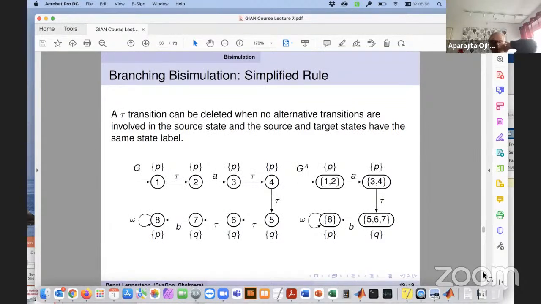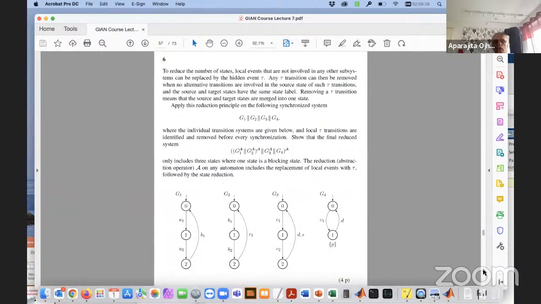Now, for my students, I told them that, okay, it's a bit hard to learn all these things I've told you. But if you learn only one thing, that you can join sequential states with the tau in between and the same state label. So a tau transition can be deleted when no alternative transitions are involved in the source state and the source and target states have the same state label. With this extremely simple rule, you can still achieve a lot of reductions.